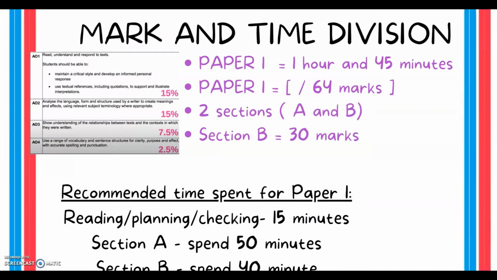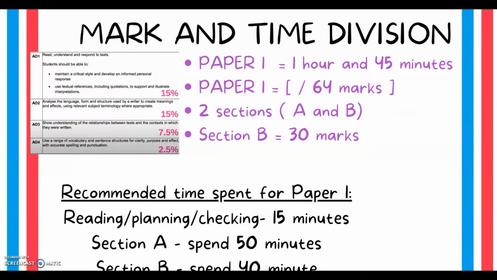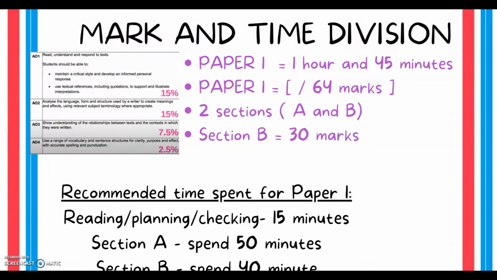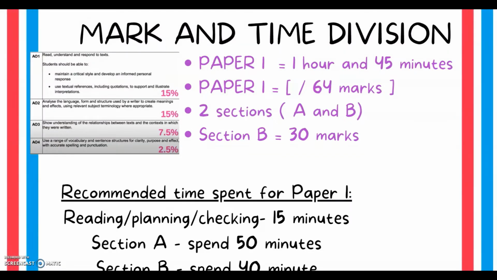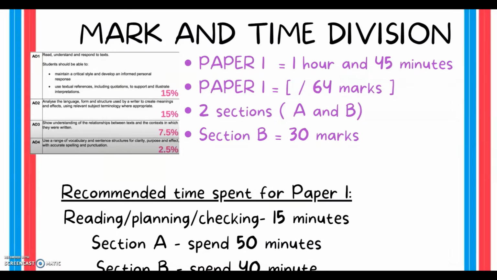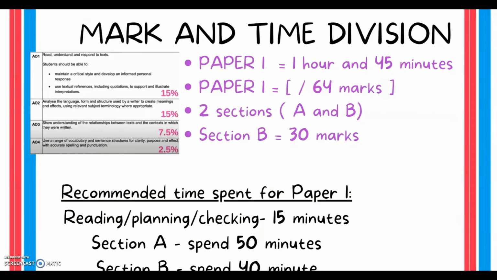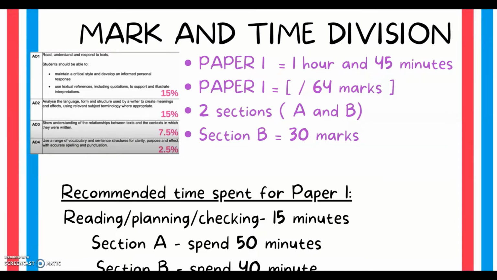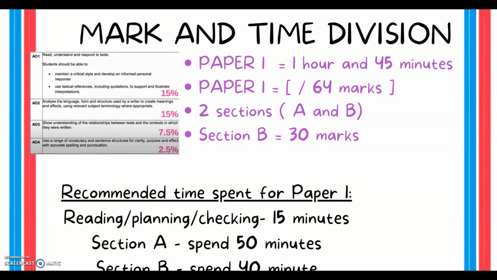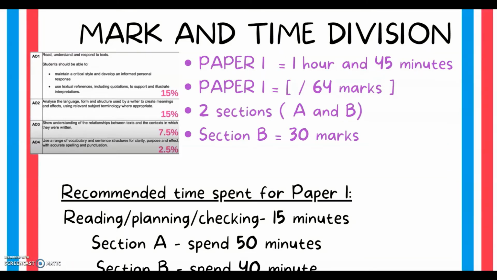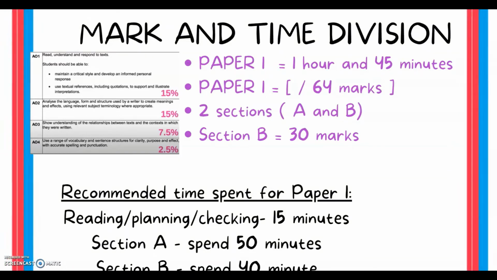Now the percentages mean how much of the total mark it takes. So AO1 takes 15% of the total 64 marks of the paper, etc. So that's something to keep in mind. You know that AO1 and AO2 are quite big, AO3 is quite important, and AO4 is only in some questions.